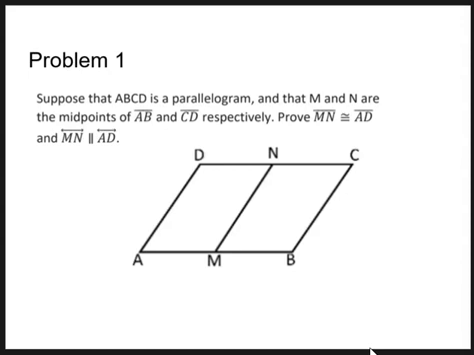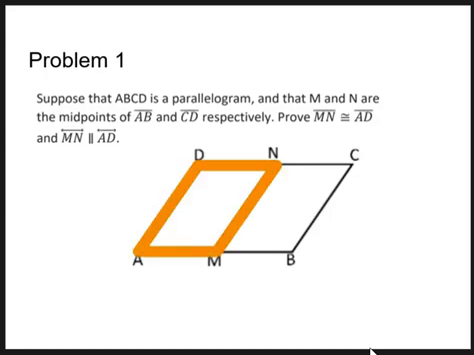Suppose that ABCD is a parallelogram, and that M and N are the midpoints of segments AB and CD respectively. Prove that segment MN is congruent to segment AD. Next, I want to mark the information we are given on the diagram and make a general plan for our proof. My plan is to first state that quadrilateral ADNM is a parallelogram, and since it is a parallelogram, opposite sides must be parallel and congruent.